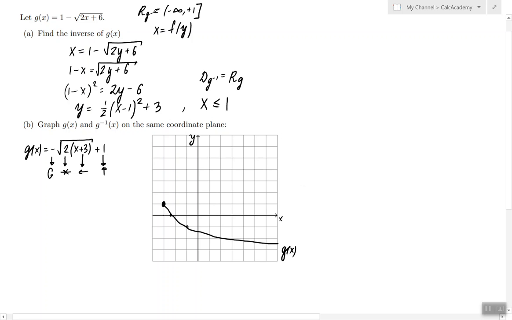Now when we graph the inverse, we can either use the relation between the two and just simply reflect all the points that we obtained for g of x through y equals x. So that means this point, negative 3, 1, will become 1, negative 3. This point, negative 1, will become negative 1, negative 1. And the graph will look like this. Right, so we can do that just by simply reflecting the graph of the original function through y equals x.